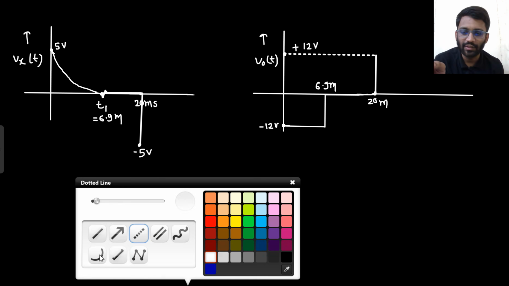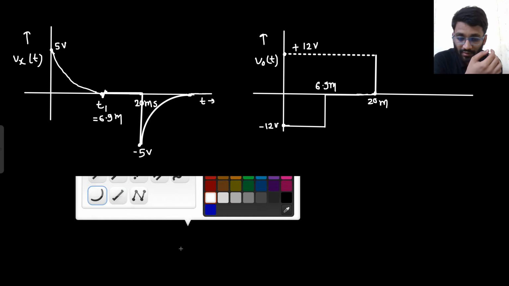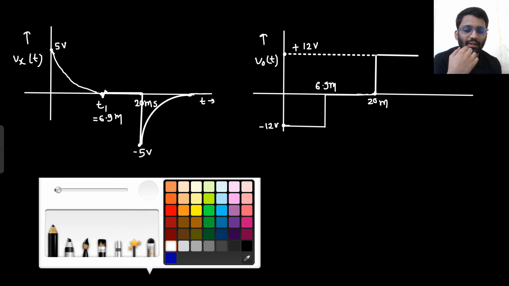From -5, it is trying to go to 0. How much time will it take? We can find out that time. After 0 it cannot go down and it will stay there. So till that time this will be +12 only, and after that what will happen?